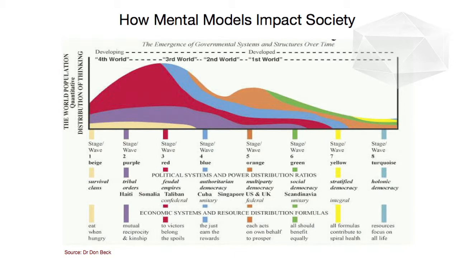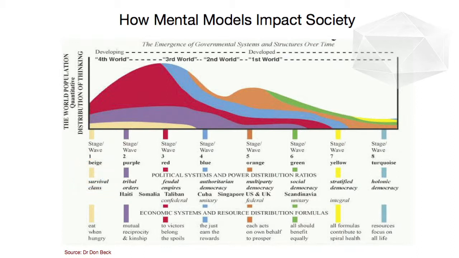So in this graphic, we can see how mental models impact society. If we take those value systems that we've been looking at through spiral dynamics, you can see here that they're arranged from left to right, with the beige on the left all the way through to turquoise on the right. And underneath each of them are descriptions of the various political systems that have emerged out of that mindset, and the economic systems as well. So for example, in the beige context, we were organizing ourselves in survival clans, and the economy at that level was simply eat when you're hungry.